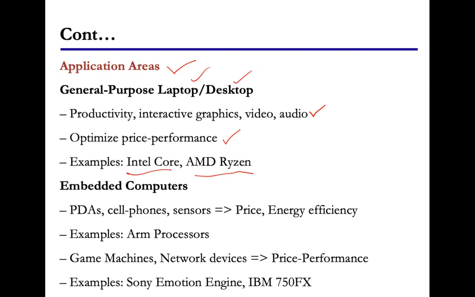Another one is embedded computers, such as personal digital assistants, cell phones, or sensors. These are another application of computer architecture. These classes also depend upon price and energy efficiency, as we discussed in the previous session, where the classes of computers were based on five categories: PMD, desktops, servers, cloud clusters, and embedded computers, right?